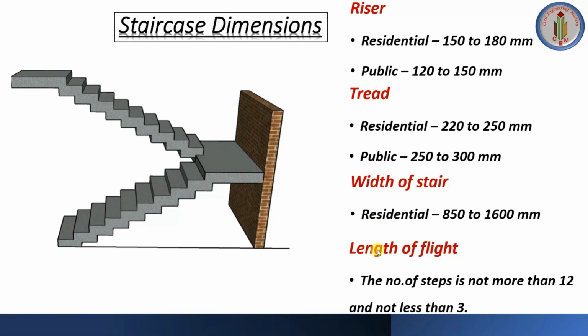And length of the flight. Length of the flight is from here to here. This is the total length of one flight. In that length of the flight, the number of steps is not more than 12 and not less than a minimum number. It should not be less than that. Similarly, maximum we should have only 12 steps per flight. So this is our first flight, and then we'll be having the landing, and this is the second flight. So this is very important. You should always keep it in mind when designing the staircase.